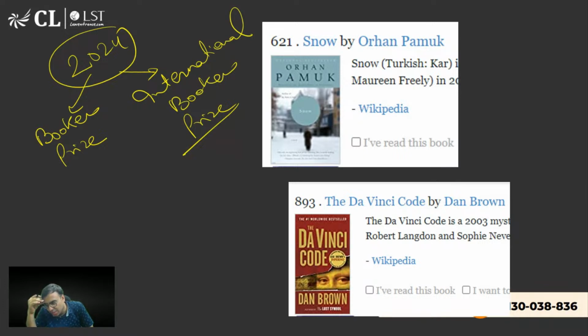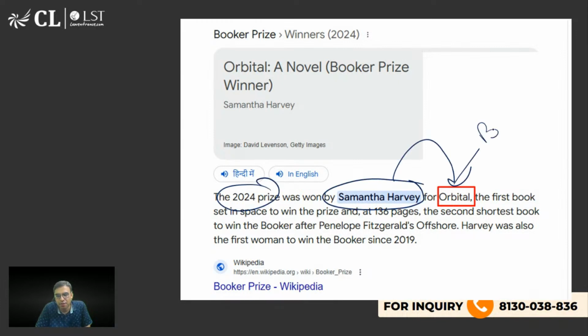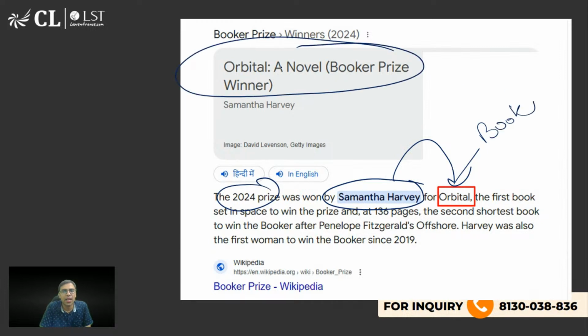Orbital. Yes, very good. Kushagra, Priyanshi, Dharini, Samantha Harvey, and Jenny Erpenbach. Anya Forger. Yes, very good. So basically, Booker Prize 2024 was won by Samantha Harvey for the book Orbital. Okay, that is what you should be knowing about.